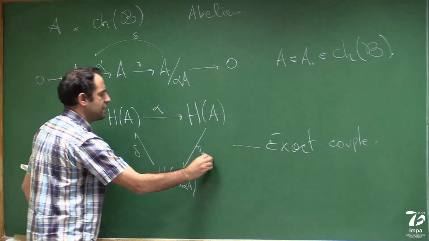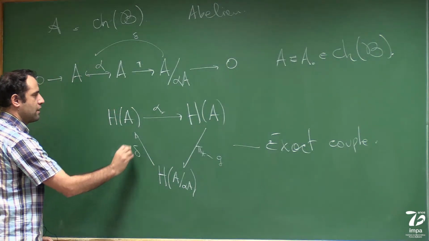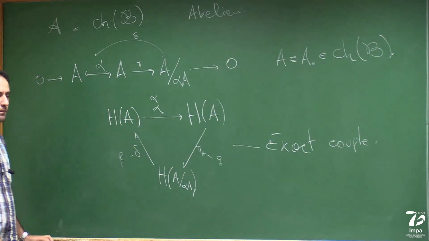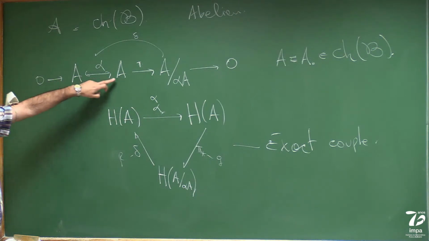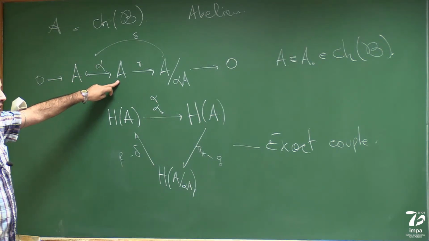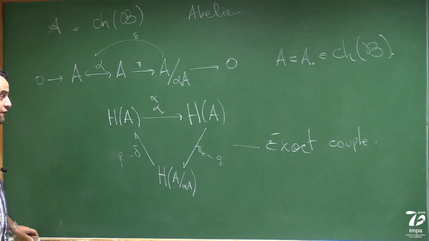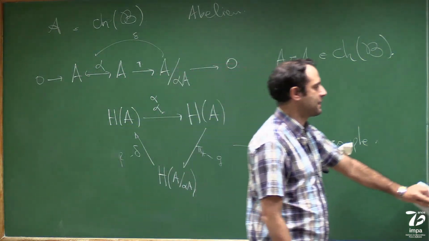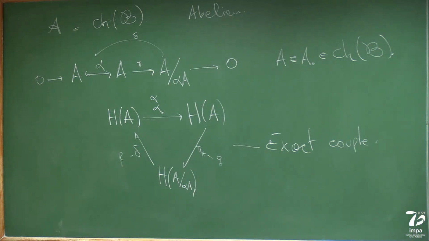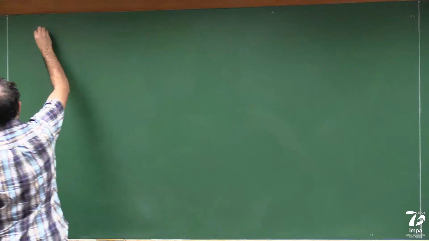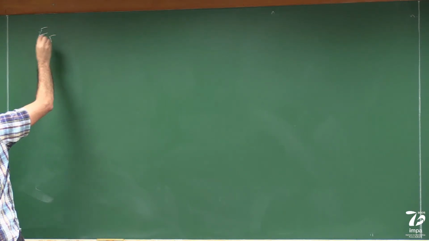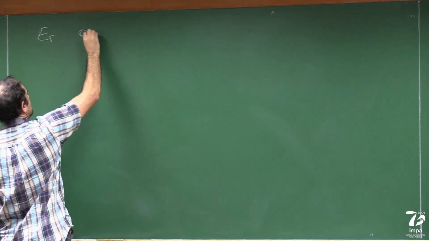So I'm going to call this guy G, I'm going to call this guy F, and I'm going to call this guy alpha, as I did before. So whenever I have an injection of complexes, I get an exact couple this way. And therefore, I get a spectral sequence. So this gives rise to a spectral sequence, E_r, which is the associated spectral sequence to that exact couple.